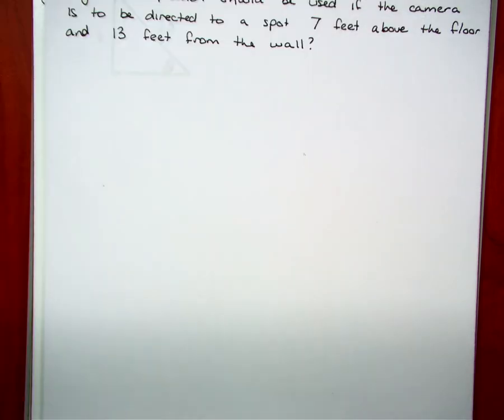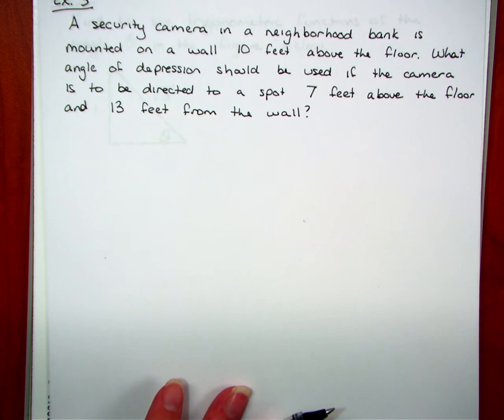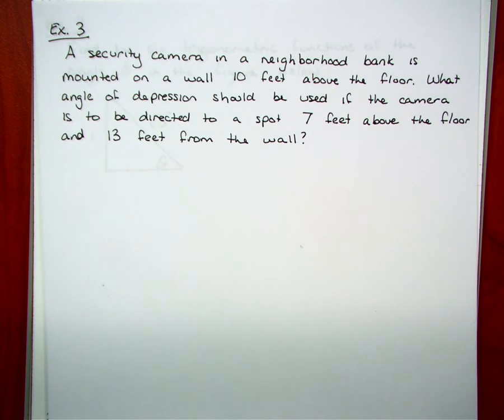Okay, example 3. A security camera. Go ahead and pause the video and write this one down as well. It's a little bit longer. All right, so we have a security camera in a bank mounted on a wall 10 feet above the floor.